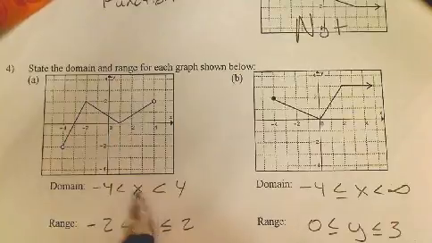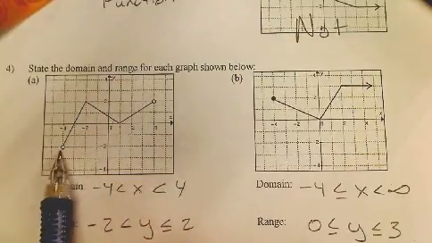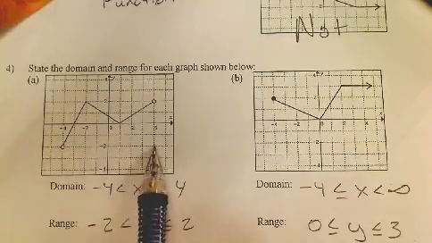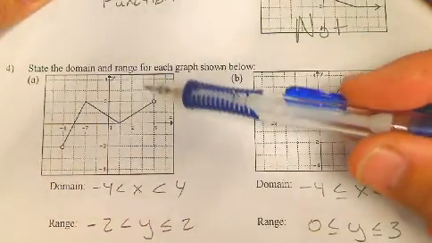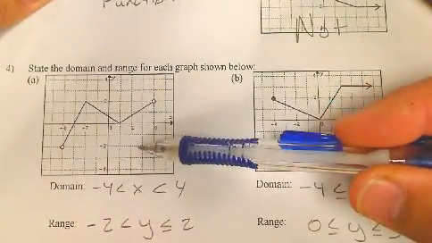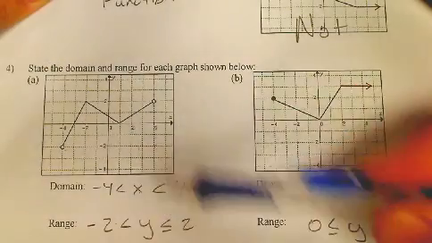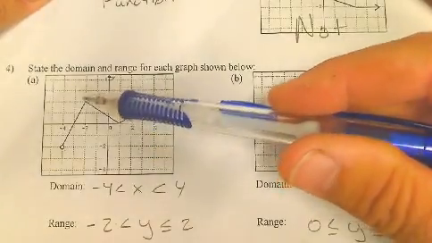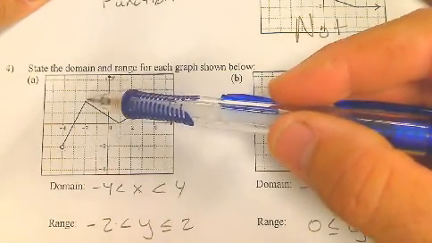Domain is my possible x values. So my lowest x value gets to negative 4, but not equal to it. My largest x value goes all the way up to 4, but not equal to it. My range is my y values. My lowest y value I see is negative 2, not equal to it, so it's an open circle. And my largest y value is 2, and it can equal it, since this one's closed.